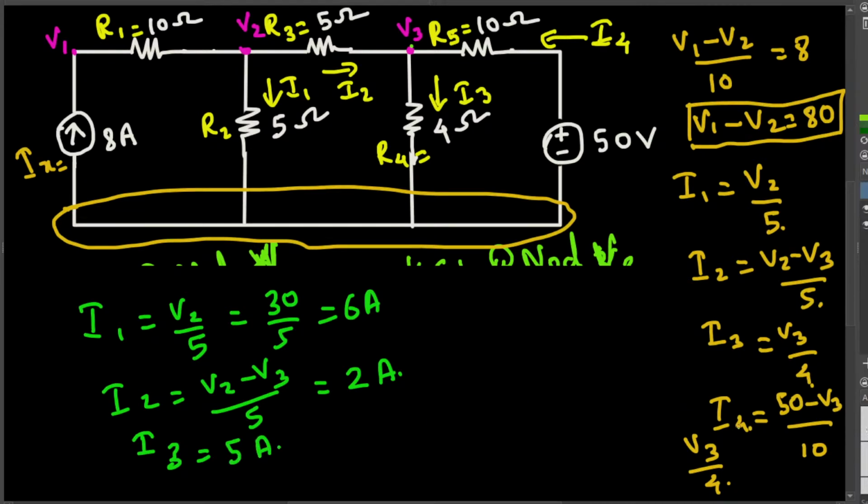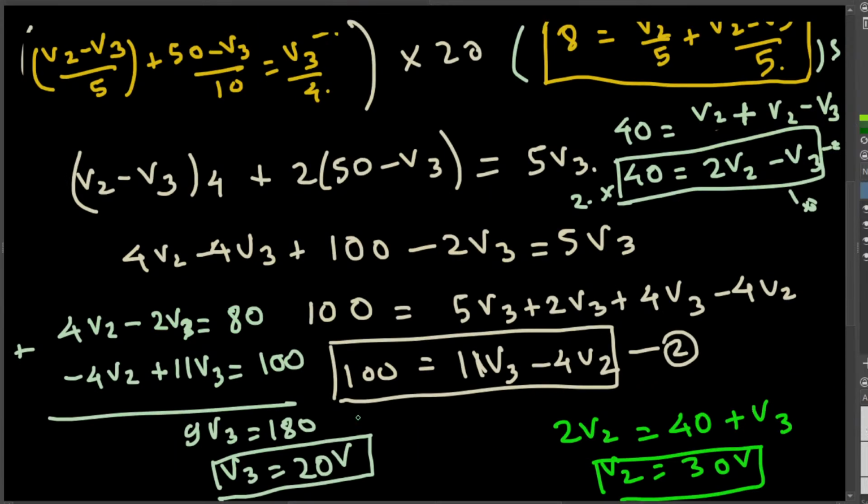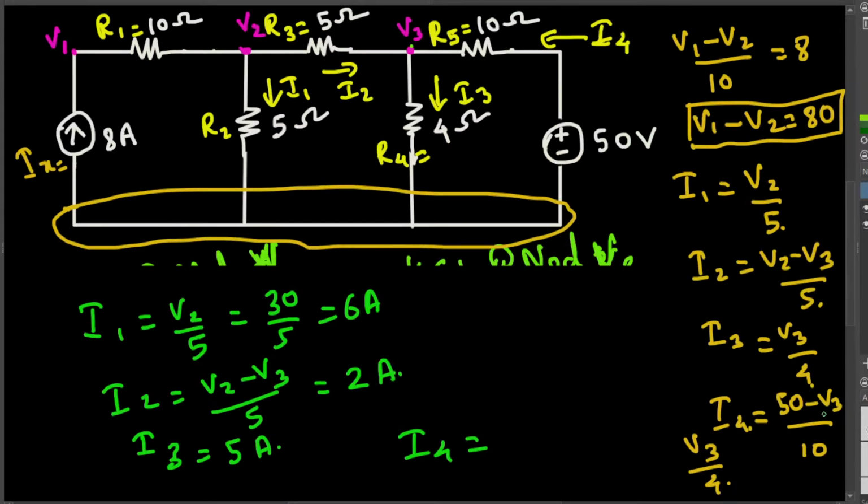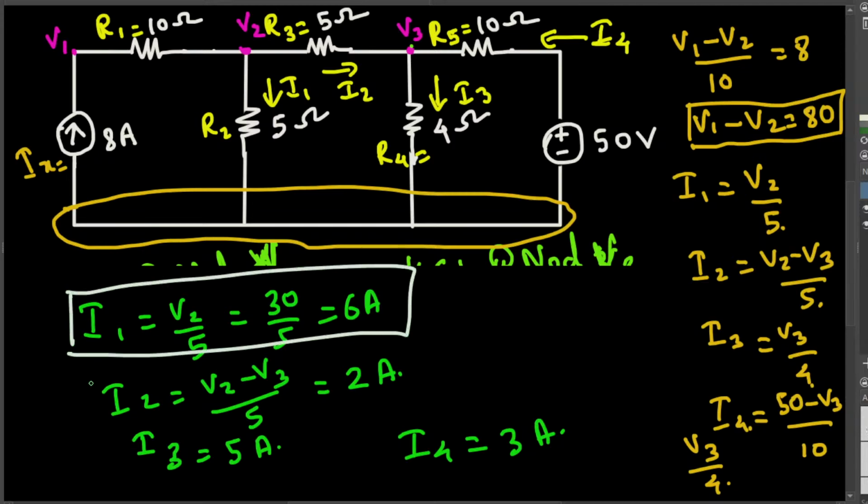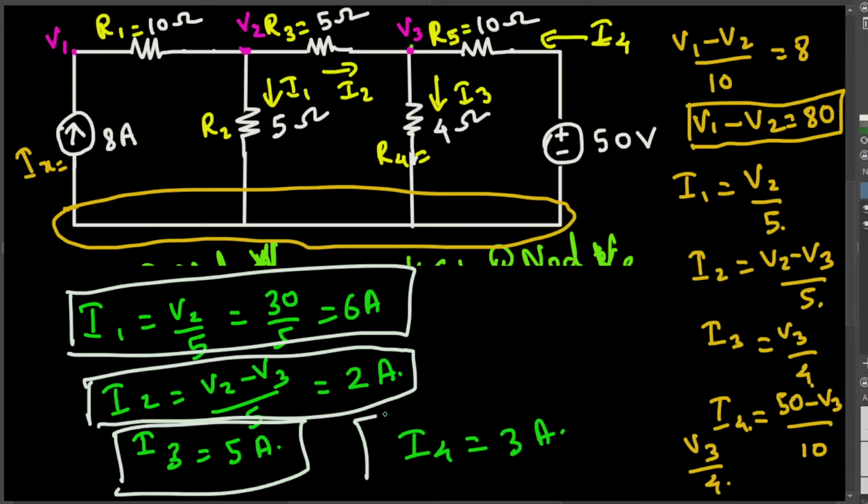And then I4 is 50 minus V3 divided by 10. V3 is 20. So 50 minus 20, that is 30. 30 divided by 10, that's 3 amperes. Now we have solved for all the currents. And what else is left? Let me see. So we found all the currents, and we found V2 and V3.